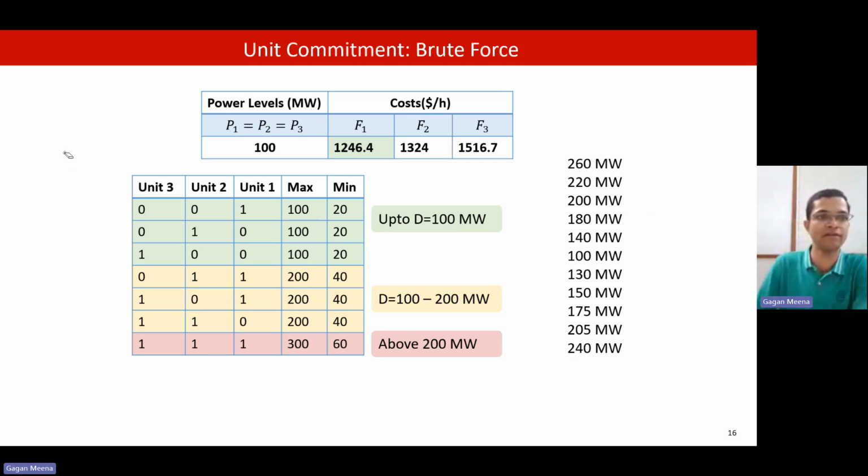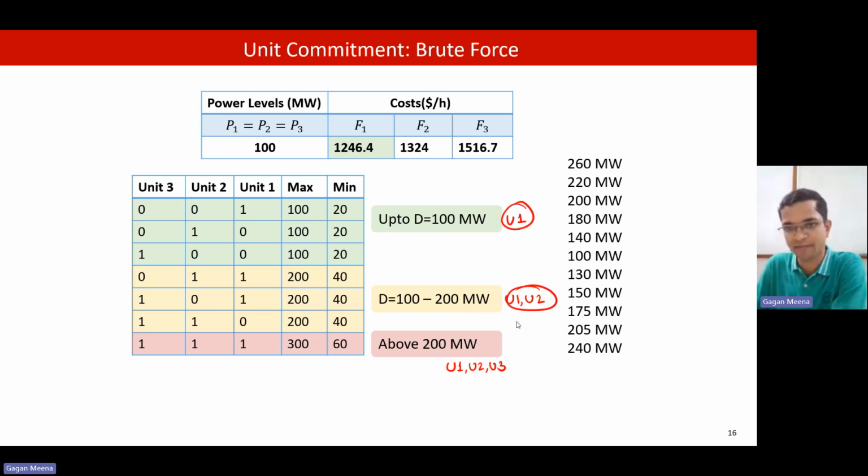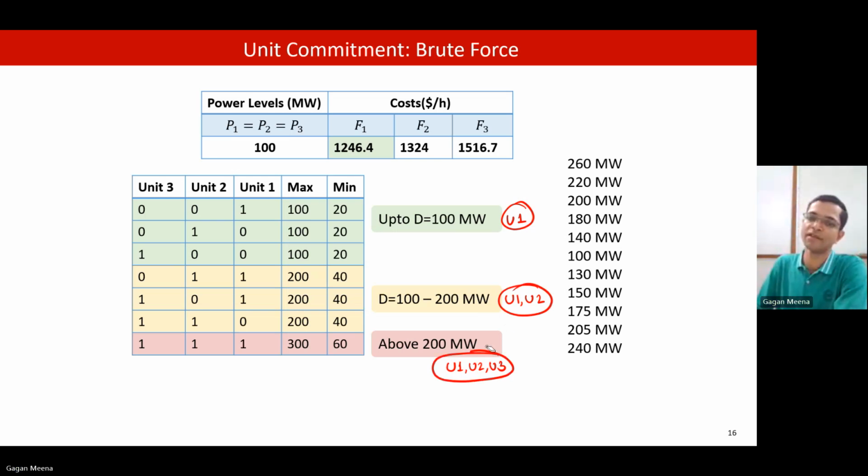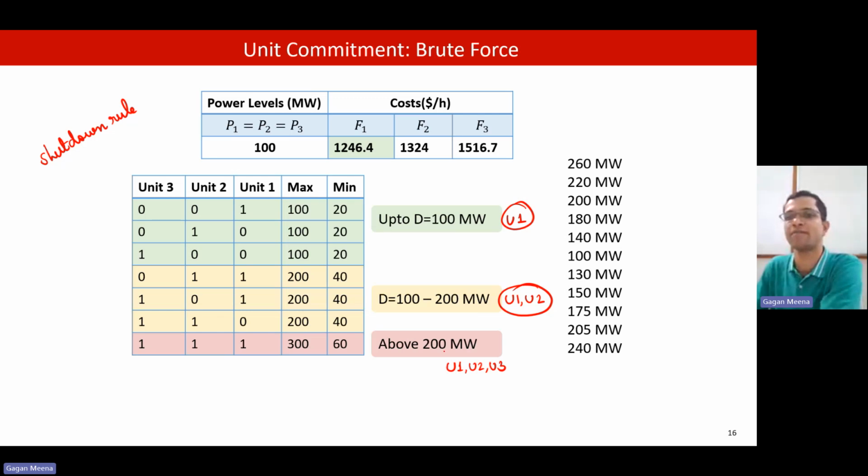We have written this brute force. We use this one above 200, unit 1, 2, 3. For this, unit 1 and 2. For this, only unit 1. This simple brute force technique, we also call a priority list. We can say this is a priority, or a simple shutdown rule. As the demand is reducing, we are shutting down the unit, and when it increases, we again bring this unit back.